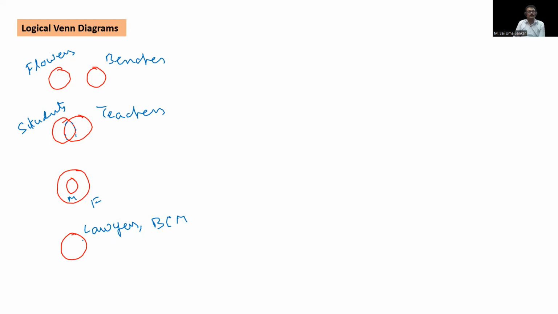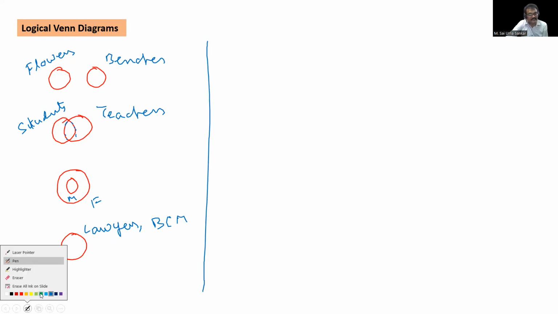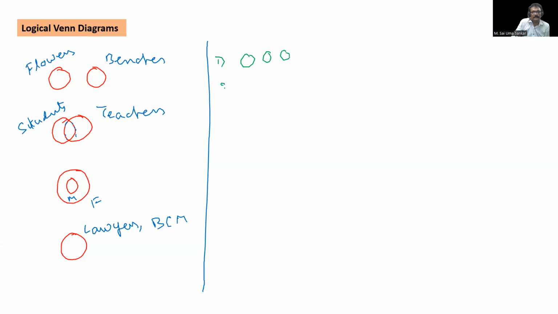So if you take two sets, how many different combinations are possible? There are 4 different combinations possible. Suppose 3 sets are there, then how many different combinations are possible? See, let us take example 1.